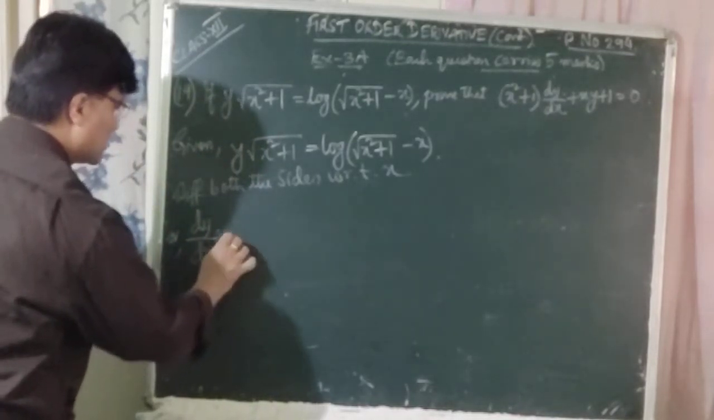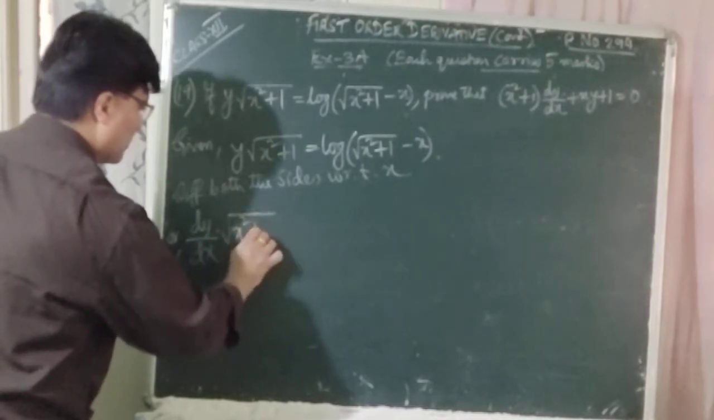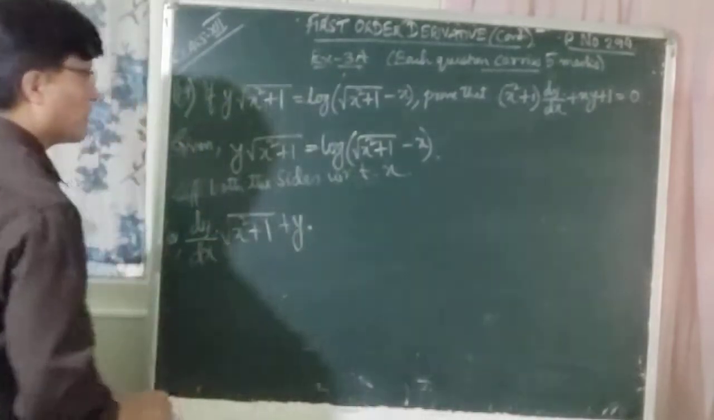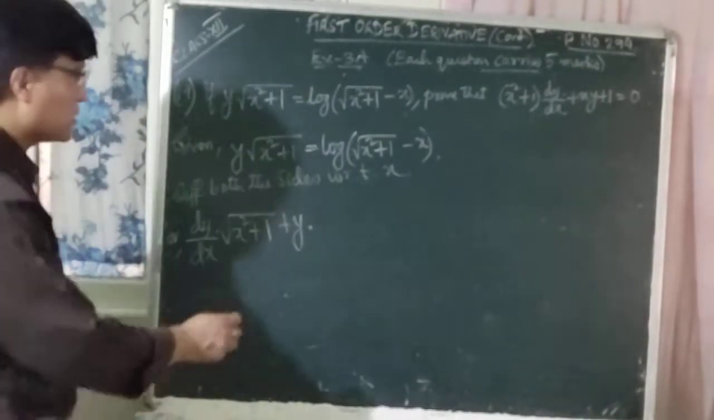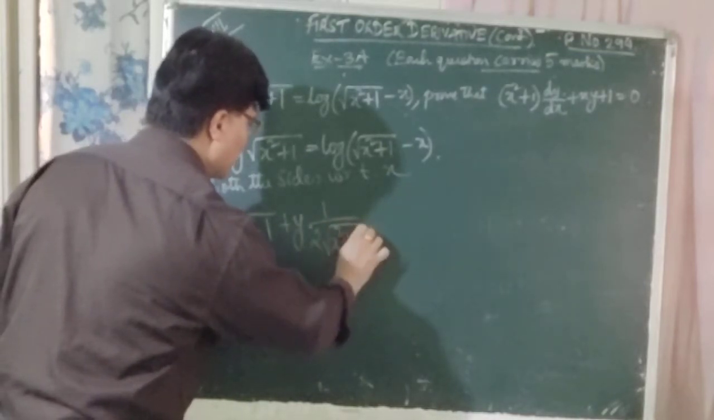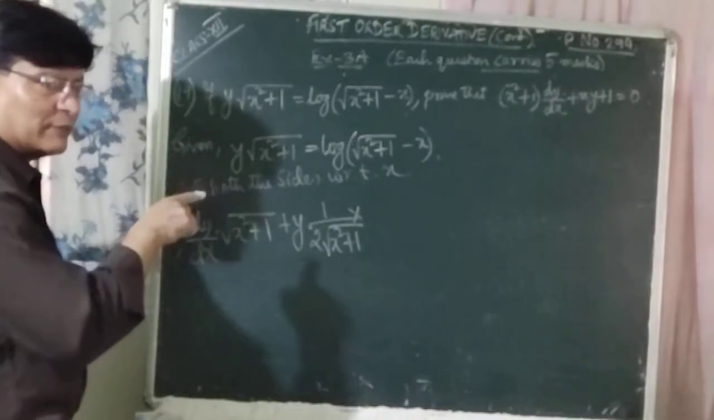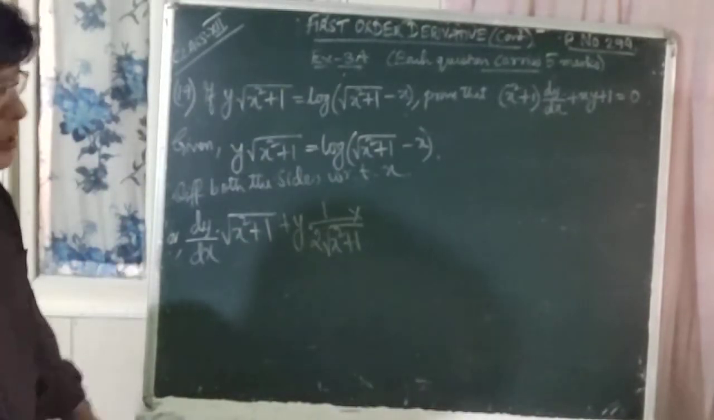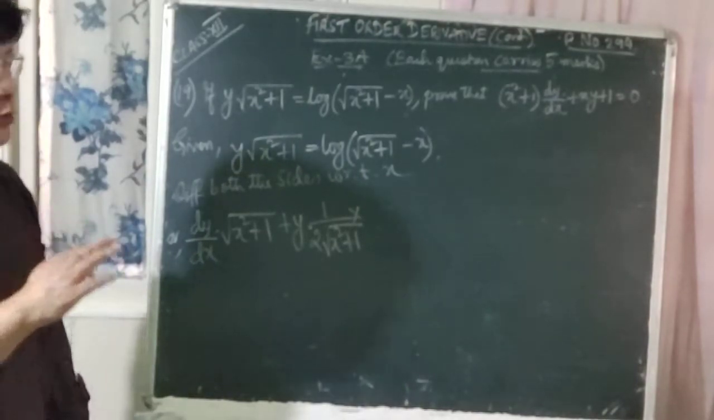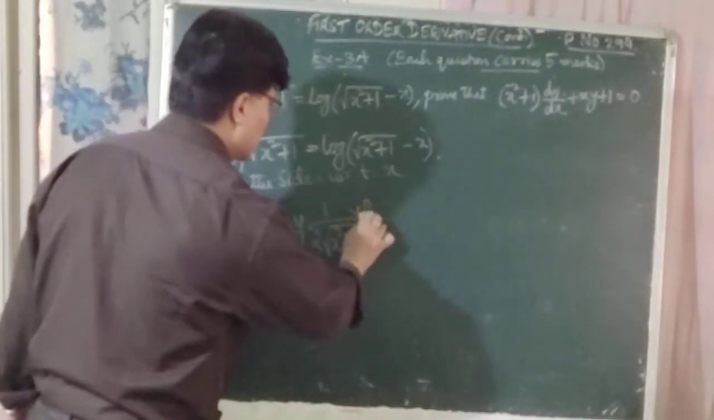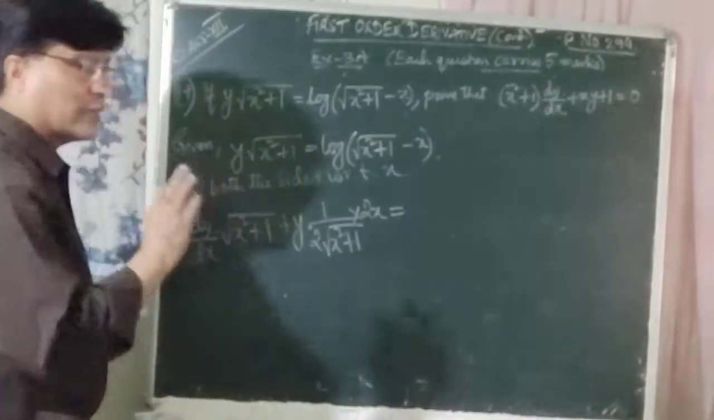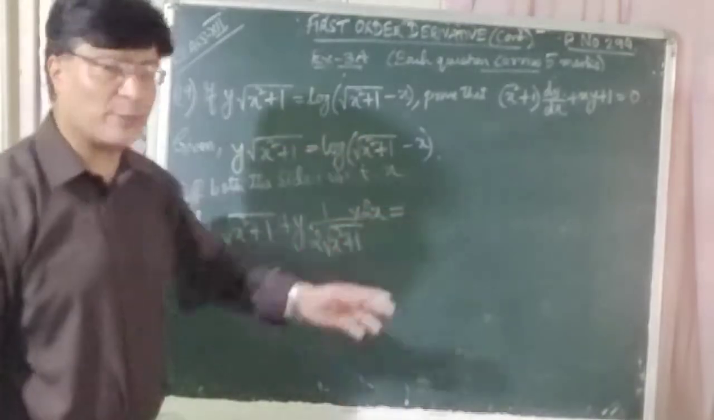Dy by dx, then x square plus 1 remains same, plus again y into, what is the differentiation of root over x? That is 1 by 2 root over x, that is x square plus 1, into again differentiate the term which is assumed as x. So in this case, x square plus 1 is assumed as x. Now differentiate x square plus 1. What is it? It is 2x. Right? So which is equal to, on the right hand side, this is the form log x, isn't it?